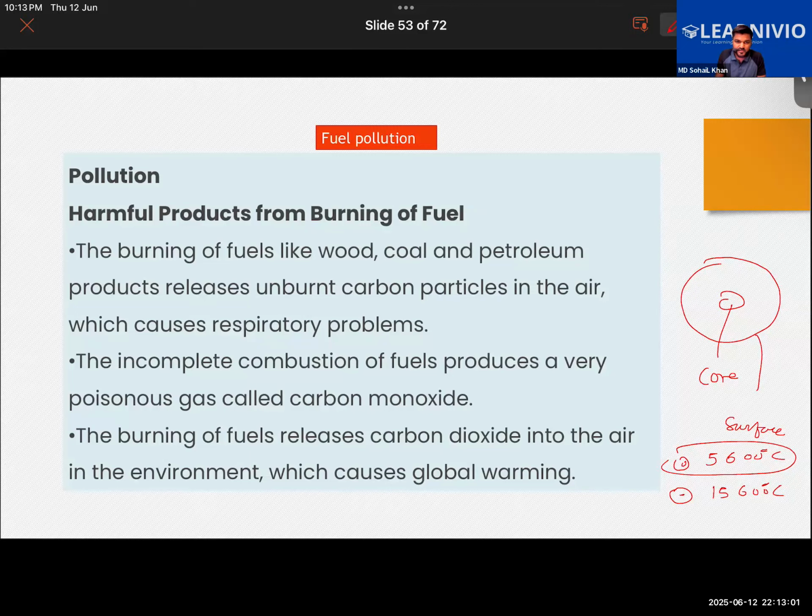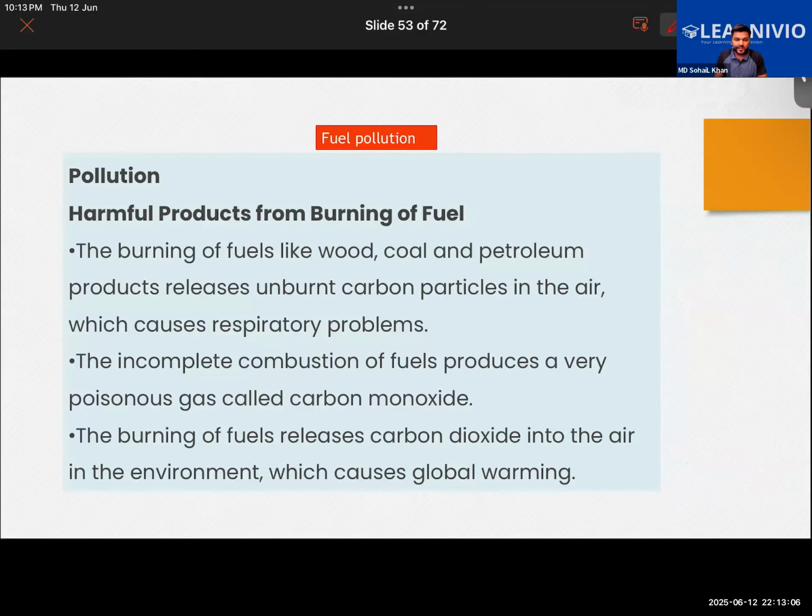so talking about fuel pollution now. Obviously, when fuel is burned, some unwanted substances are released. Those unwanted substances are carbon dioxide gas and carbon monoxide gas. It will also release many unburned carbon particles in the air. And when humans inhale these things, it will lead to respiratory problems. So the burning of fuels like wood, coal, and petroleum releases unburned carbon particles in the air, and that will cause respiratory problems.